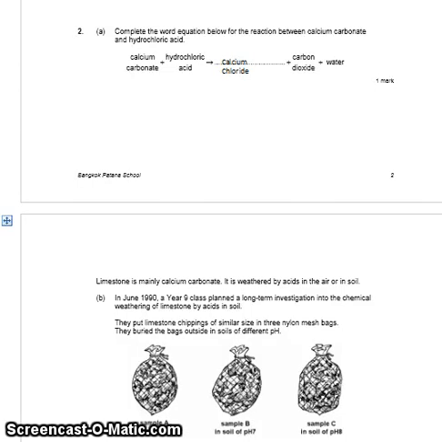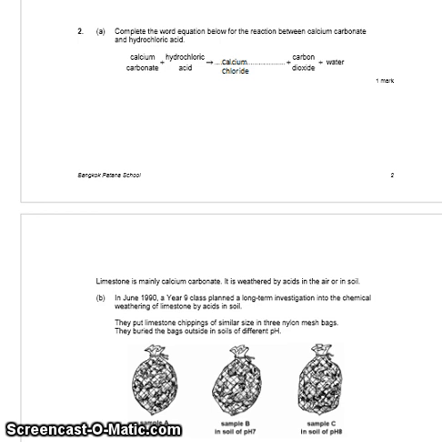Right, so as for all of the questions, question 2, part B leads on from question A, and we already answered part A. So calcium carbonate and hydrochloric acid gives you calcium chloride, carbon dioxide, and water. Limestone is mainly calcium carbonate, so it's linking the fact that limestone is calcium carbonate to the equation above. It is weathered by acids. Notice we have an acid here, hydrochloric acid, in the air or in soil.